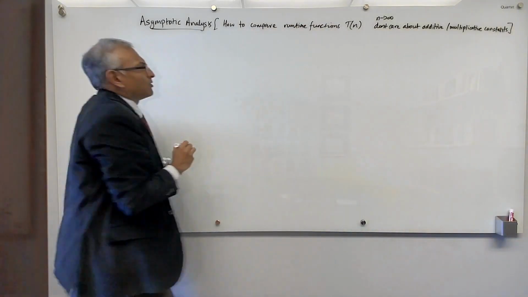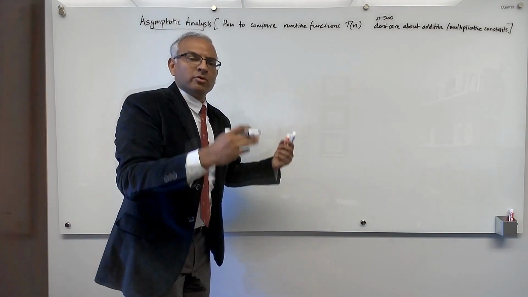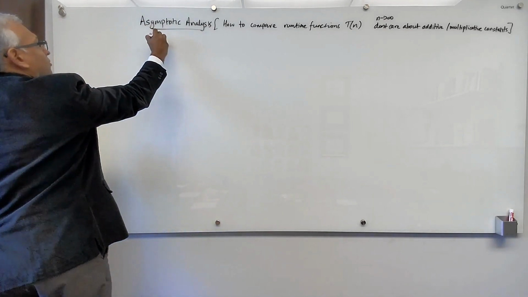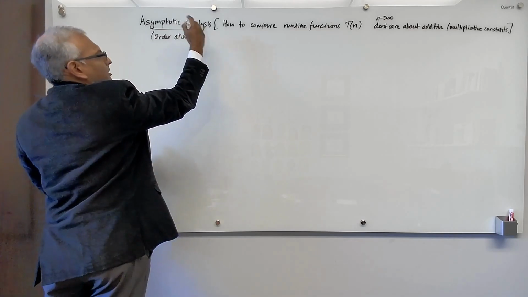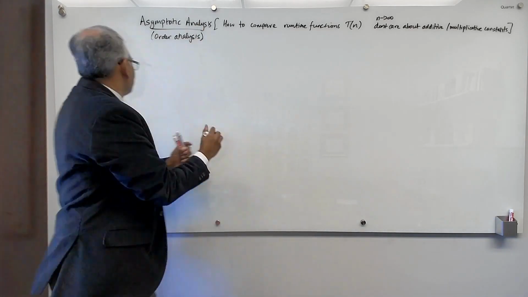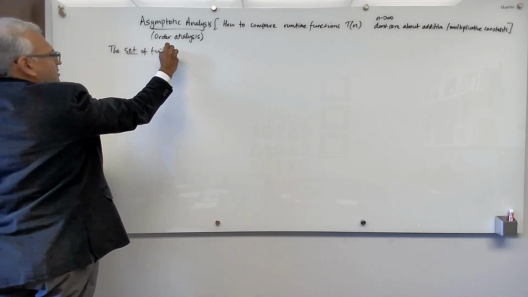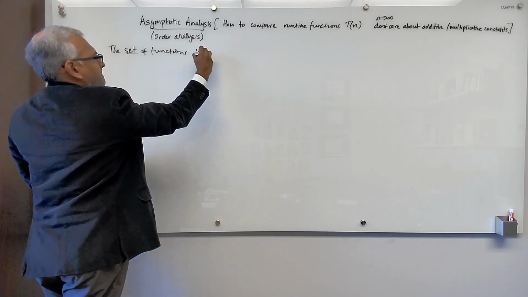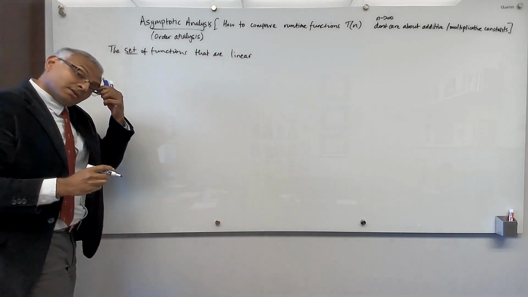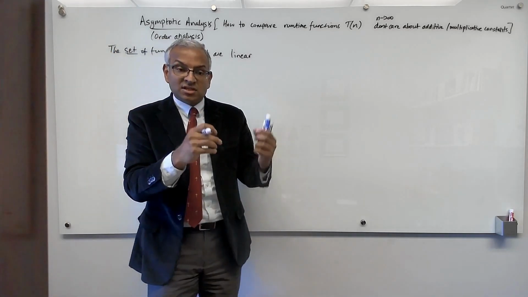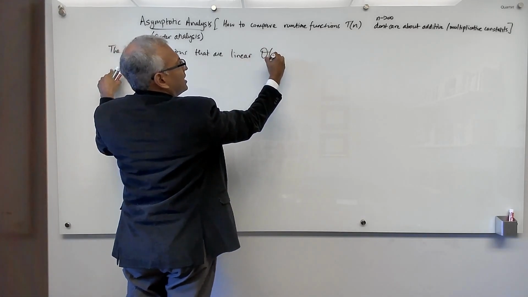Okay. Now, in computer science, some people call this O analysis, or big O analysis, or order analysis. But the formal mathematical term is asymptotic analysis. So let me define the set of functions that are linear. Okay, so a function belongs to this set. This set of functions that are linear we call theta or big theta of n.